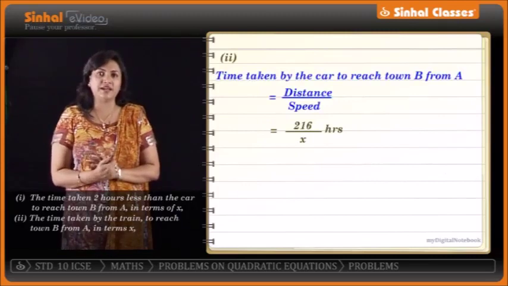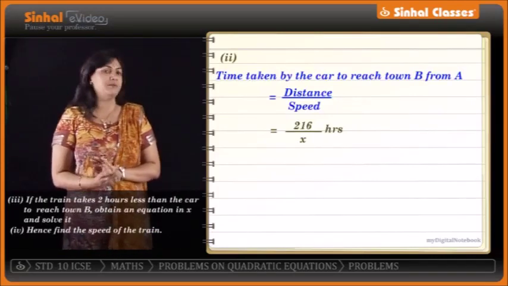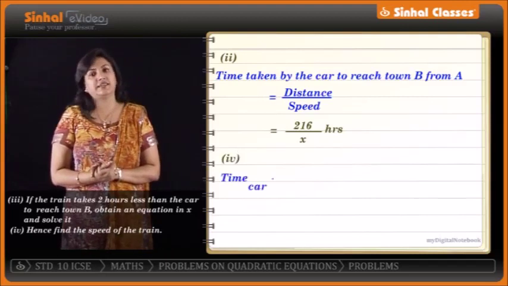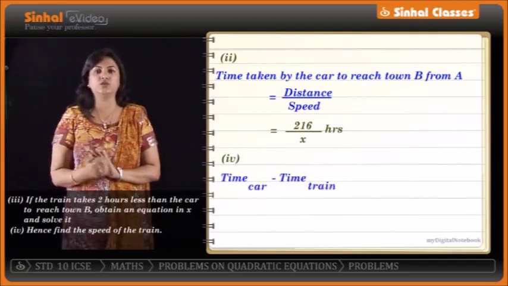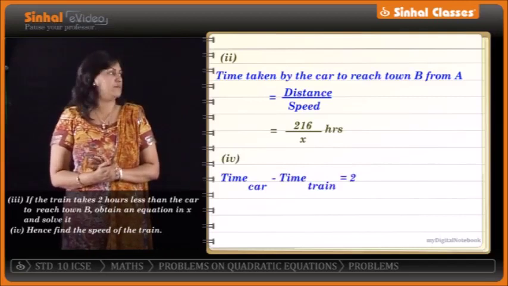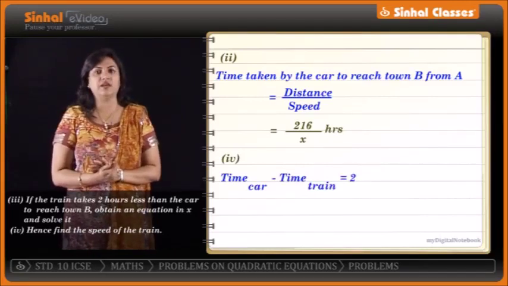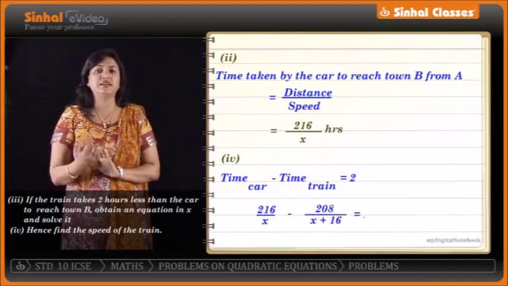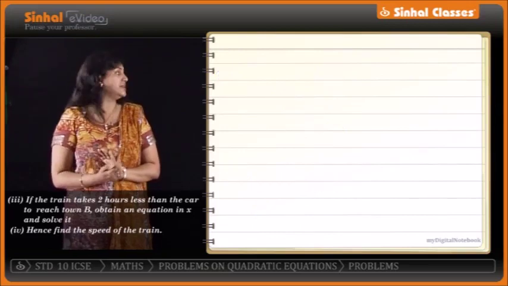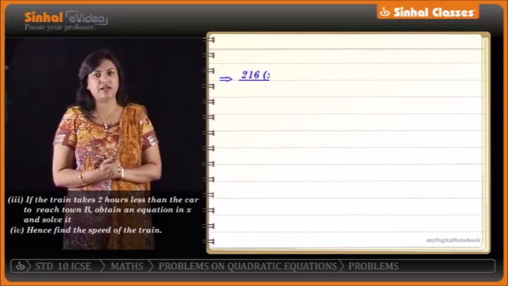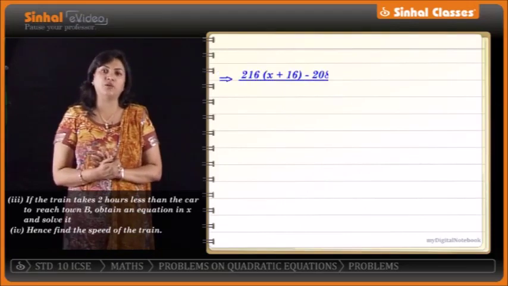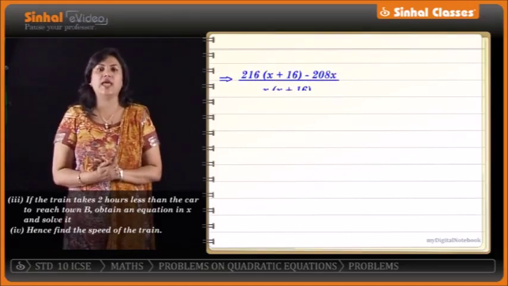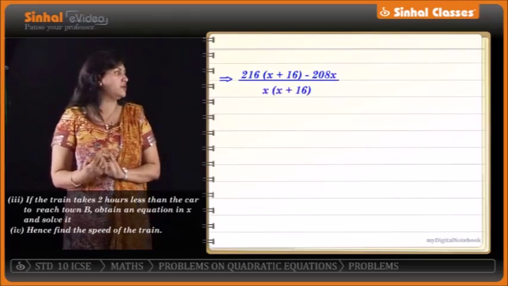Now, according to the given condition, we have time taken by the car minus time taken by the train is equal to 2 hours. So, the equation becomes 216 upon x minus 208 upon x plus 16 is equal to 2. We take the LCM as x into x plus 16, we get 216 into x plus 16 minus 208x upon x into x plus 16 is equal to 2.